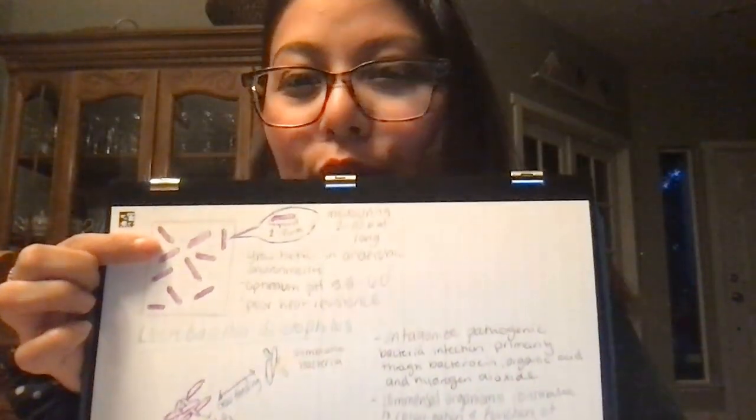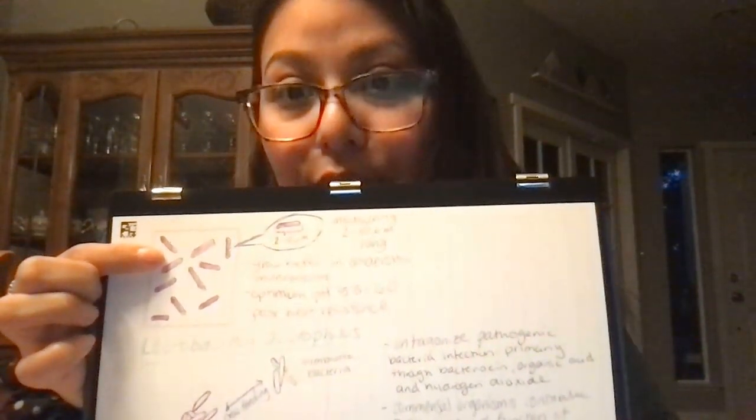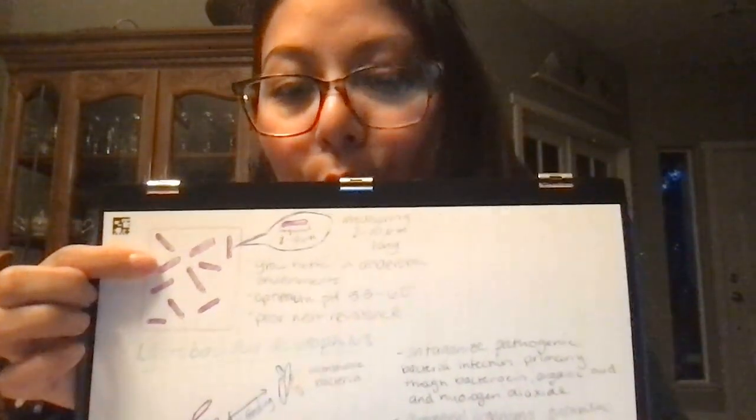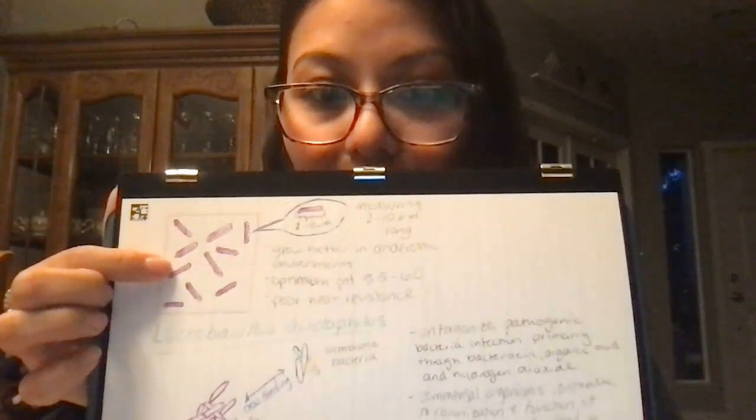that is gram positive, so it's purple, and it's about 2 to 10 micrometers long. And what we can see is, like I said, they're more rod-shaped with a circular end. This bacteria generally likes to be in an anaerobic environment, which we see more in the human GI tract, and its optimal pH is about 5.5 to 6.